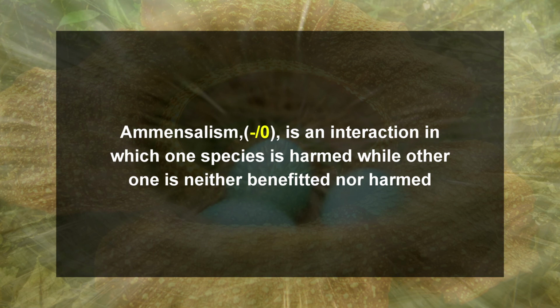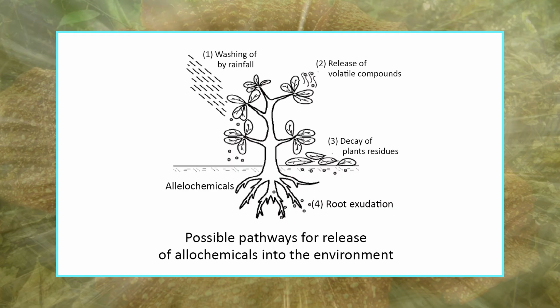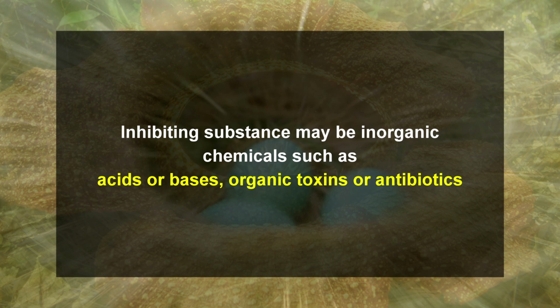Amensalism, represented as negative-neutral, is an interaction in which one species is harmed while the other one is neither benefited nor harmed. Amensalism, which commonly involves some type of chemical interaction by which the organisms of one species affect the well-being and growth of individuals, is called allelochemic. The inhibiting substance may be inorganic chemicals such as acids or bases, organic toxins or antibiotics. The majority of inhibiting chemicals are produced as secondary substances by plants and released into the soil through the root or leaf wash. The suppression of growth through the release of chemicals by a higher plant is known as allelopathy.